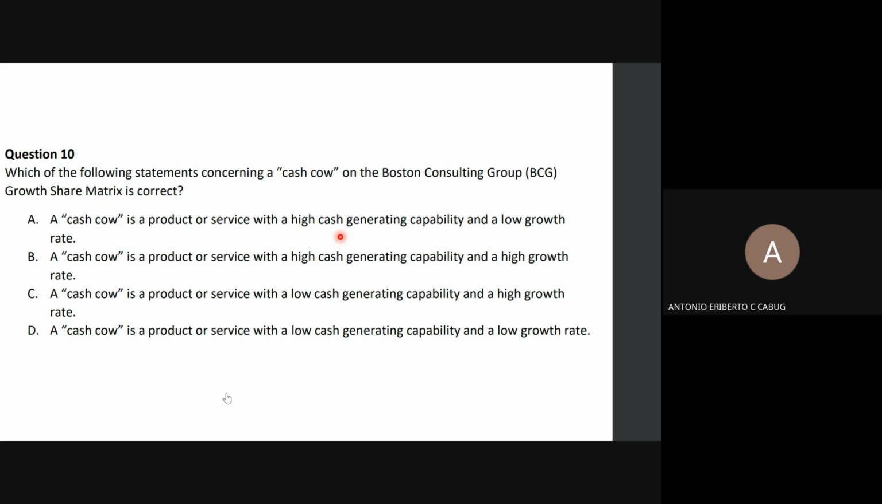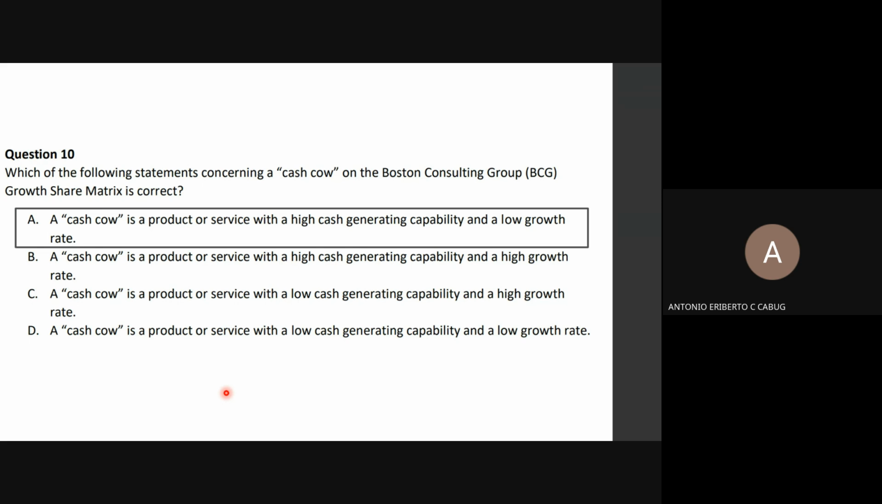Okay, answer. The correct answer here is letter A. A cash cow is a product or service with a high cash generating capability and low growth rate. Okay, how about this one?